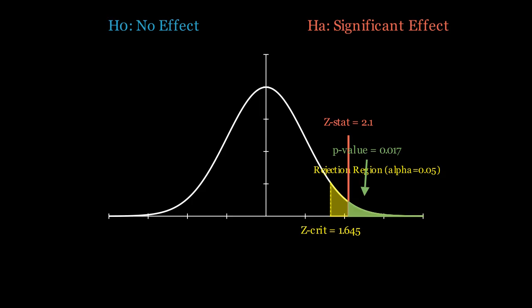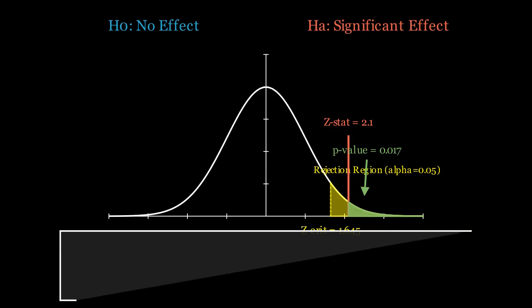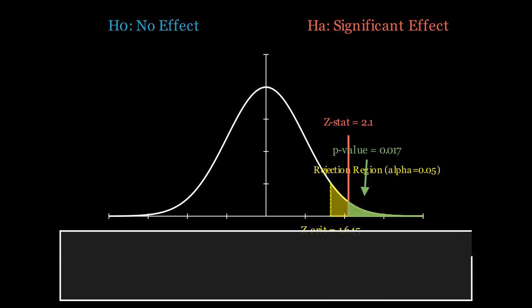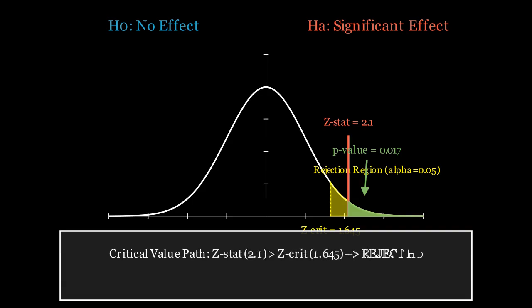The second road is the p-value approach, the probability path. Instead of looking for a boundary, we look at our data and ask, if the null hypothesis were true, how likely is it that we would see a result this extreme? The p-value is the area under the curve beyond our observed statistic. Unlike the fixed boundary of the critical value, the p-value provides a continuous measure of evidence. The smaller the p-value, the stronger the evidence against the null hypothesis.